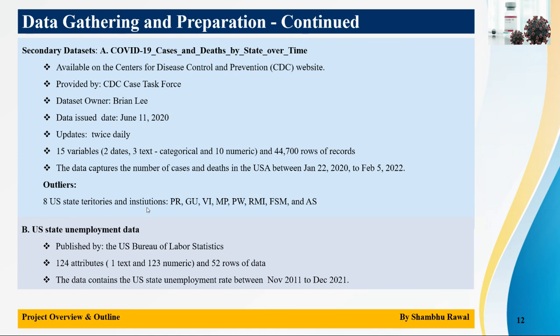The other secondary data set I will use in the analysis is the US state unemployment data, which is published by the US Bureau of Labor Statistics and has 124 attributes.